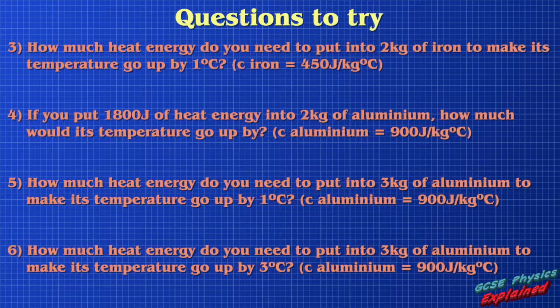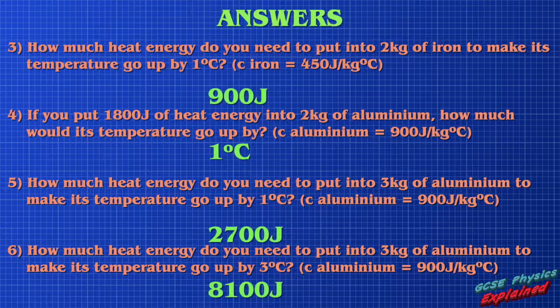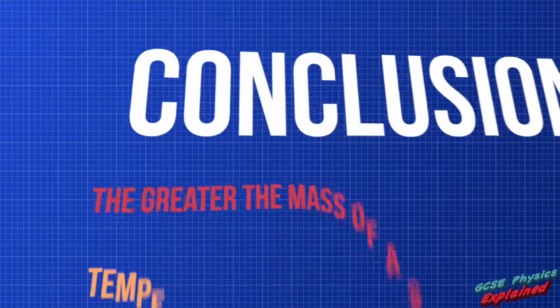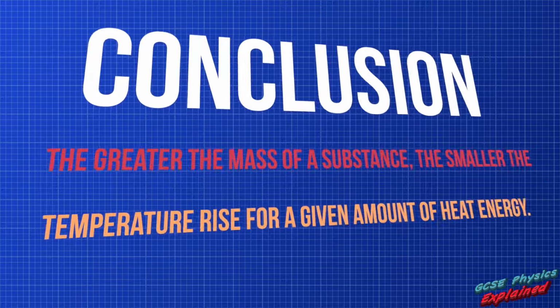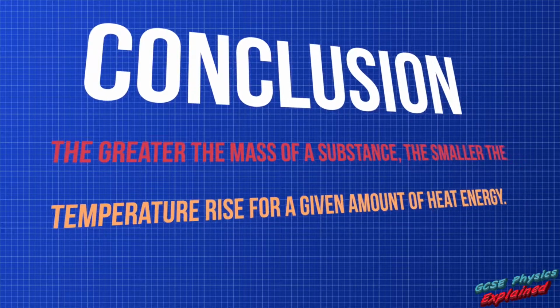Here's some questions to try to make sure you understand. Pause the video and have a go. And here's the answers. Pause the video and check them. So, we can conclude that the greater the mass of a substance, the smaller the temperature rise for a given amount of heat energy.